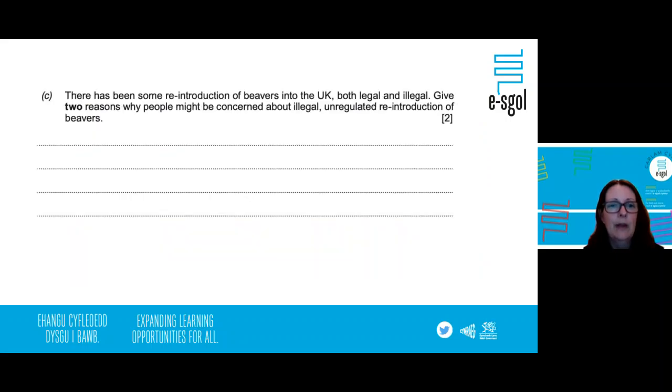Now, the next question is about some reintroduction that's taken place, but some of it has been legal and illegal. So we need to think about the issues surrounding these. Give 2 reasons why people might be concerned about illegal and unregulated introduction of beavers. Okay, so pause the film, have a think what 2 reasons there might be why people are concerned about that unregulated reintroduction of the beaver population.